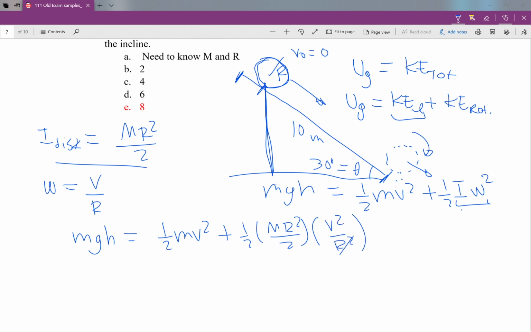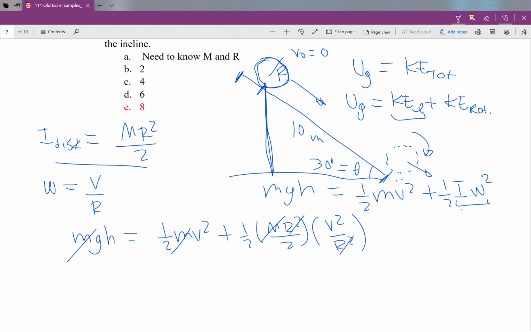And look at that, the r's cancel, so the radius of this disk doesn't matter. It could be extremely huge, it could be extremely small, it does not matter. Now the mass doesn't matter either, because as you can see, it just cancels out. If you divide by the mass on all sides, that cancels out.